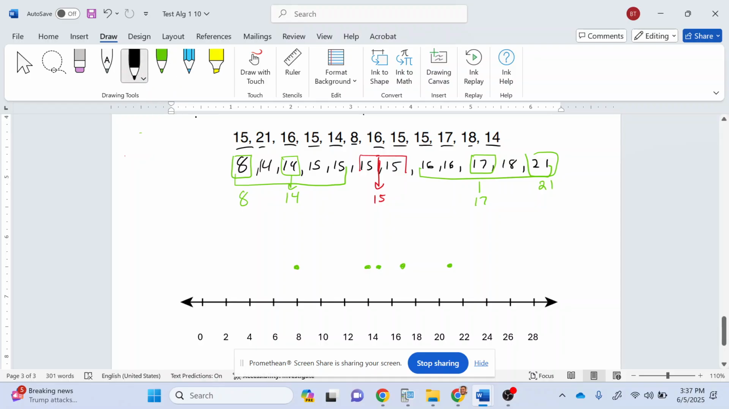And then the final part, make your box and whisker. Oh, it's a horrible box. Box and whisker. There you go. If you want to make it easy, you could also write the numbers on top so you could track yourself. It should be 21.